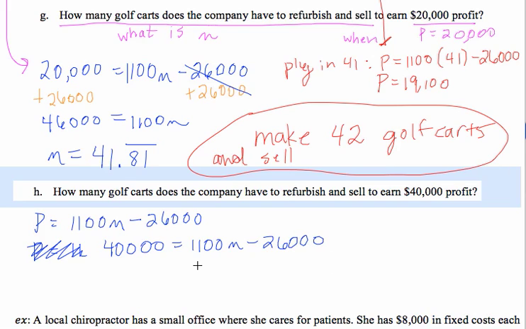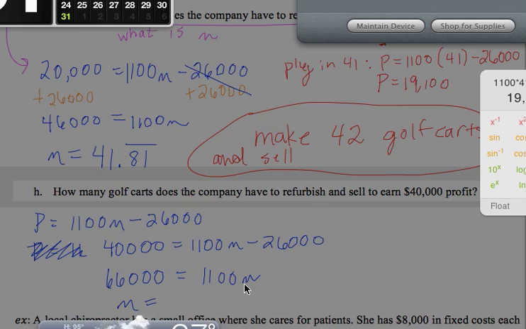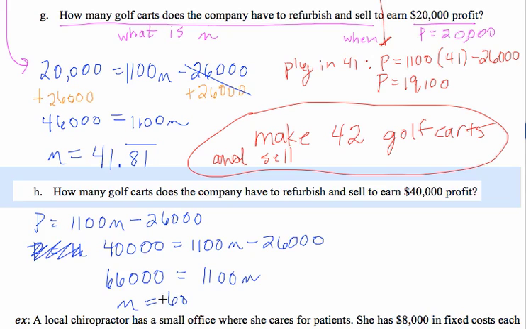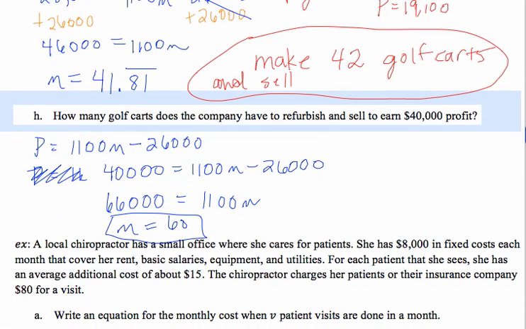You already saw me do the details there, so I'm going to skip this little orange step that I hate. Let's just add the 26,000 to both sides. 40,000 plus 26,000, well, that's 40 plus 26 is 66,000 equals 1100N. So 66,000 divided by 1100 is exactly 60. It's a lot of golf carts. So if you can produce and sell 60 golf carts, you will make $40,000 profit.